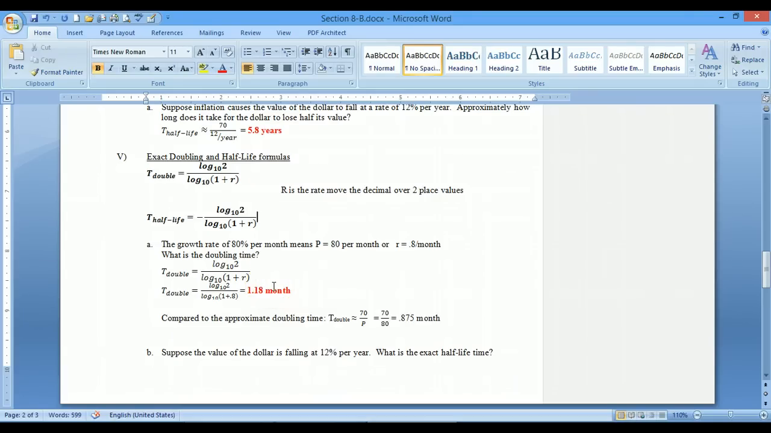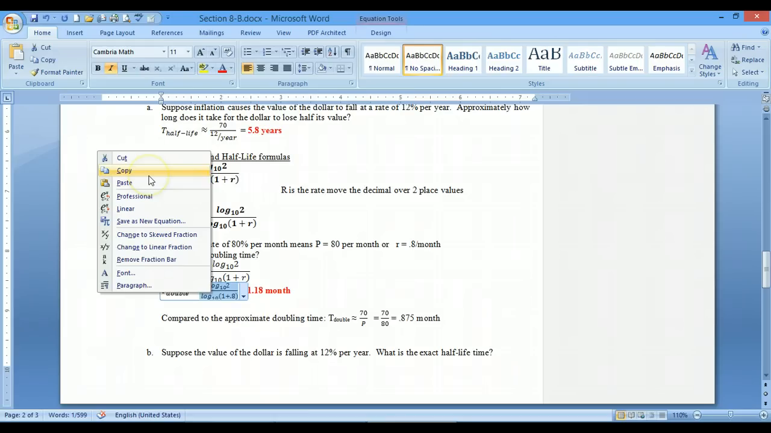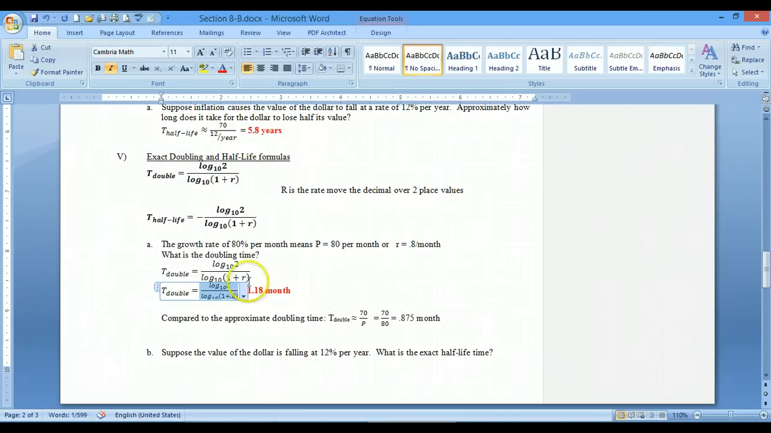Our first example. The growth rate of 80% per month means P equals 80 per month, or R is 0.8 per month. What is the doubling time, the exact doubling time? So I'm going to plug everything in. T double equals log base 10 of 2 over log base 10 of 1 plus r. R in this case is 0.8 per month. So it's going to be 1 plus 0.8. You can type this all into your calculator. In this case, let's go ahead and do it in Microsoft Excel. We have log base 10 of 2 over 1 plus 0.8 is 1.8.